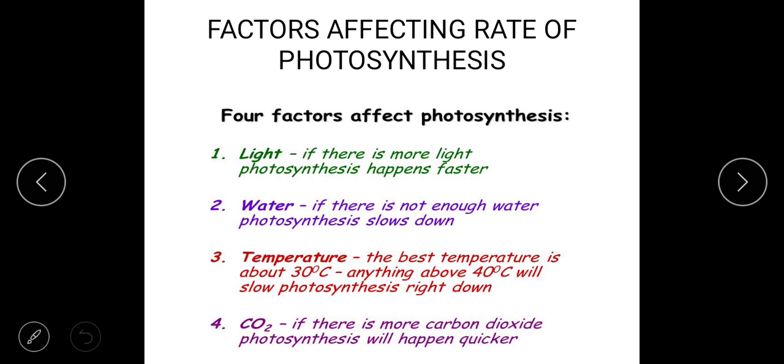If the amount of light is more, the rate of photosynthesis will be more. If water is sufficient, photosynthesis will be more. If temperature is moderate, not too low and not too high, again the rate of photosynthesis will be more. And more carbon dioxide means a higher rate of photosynthesis.